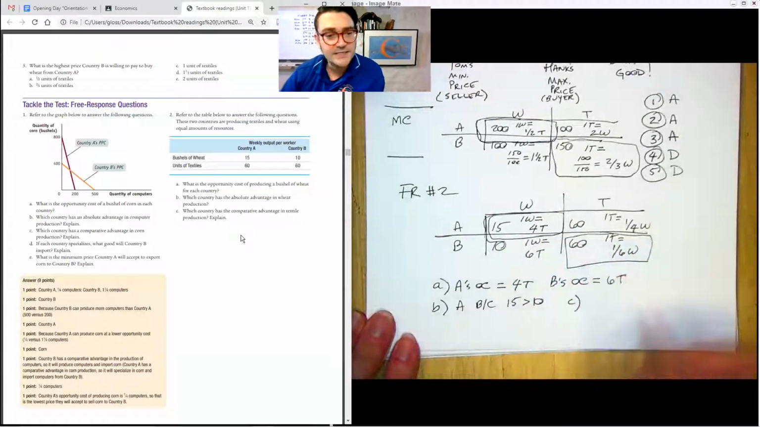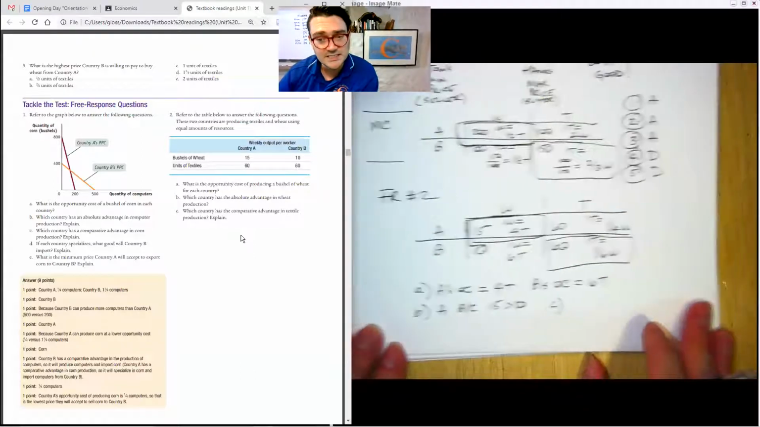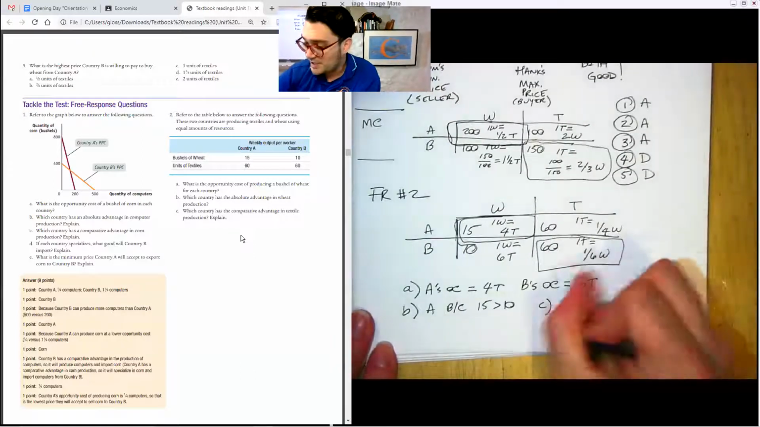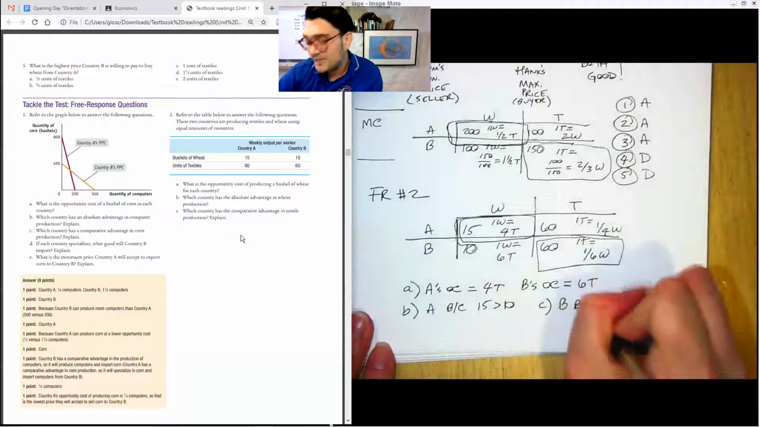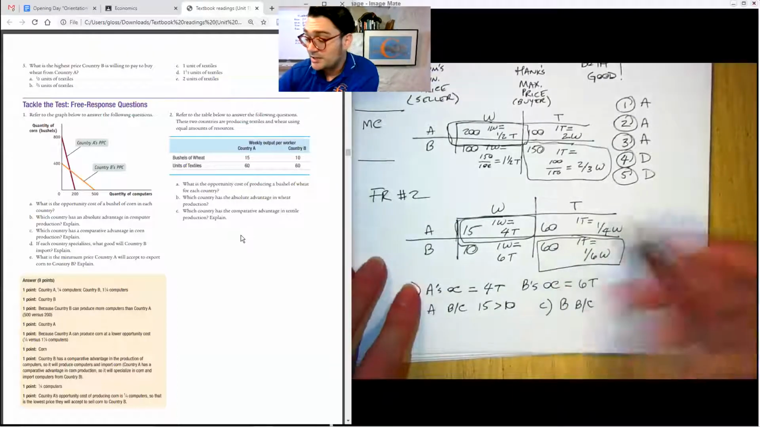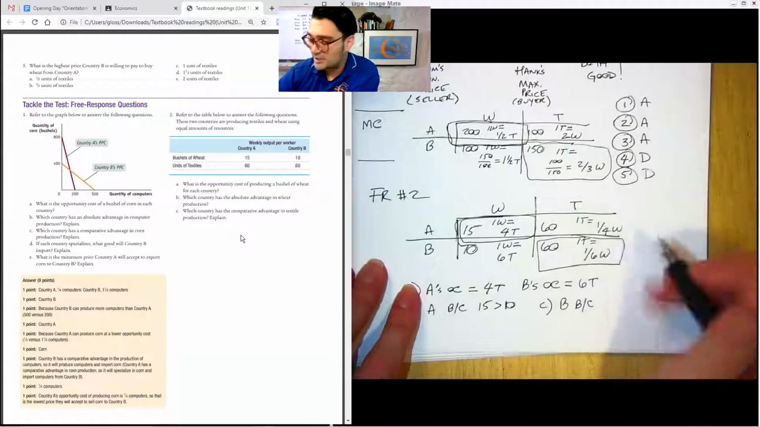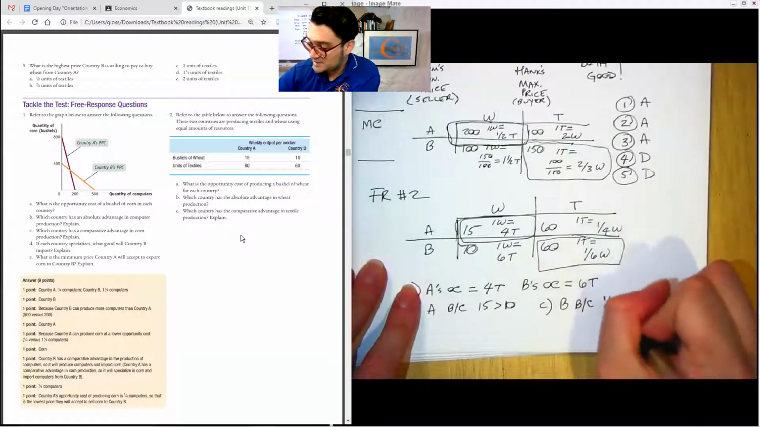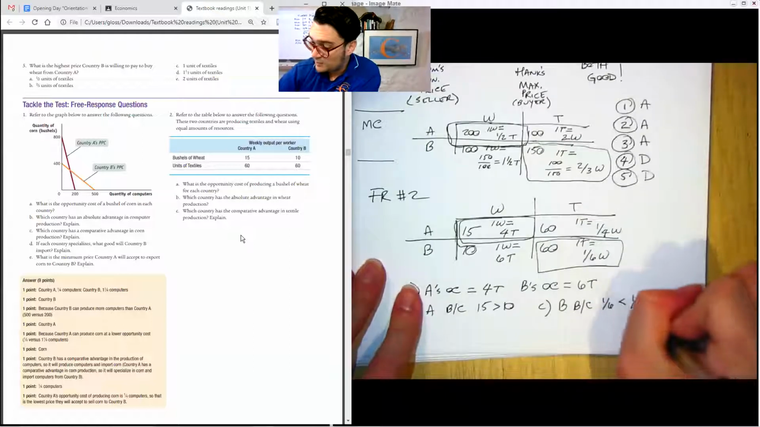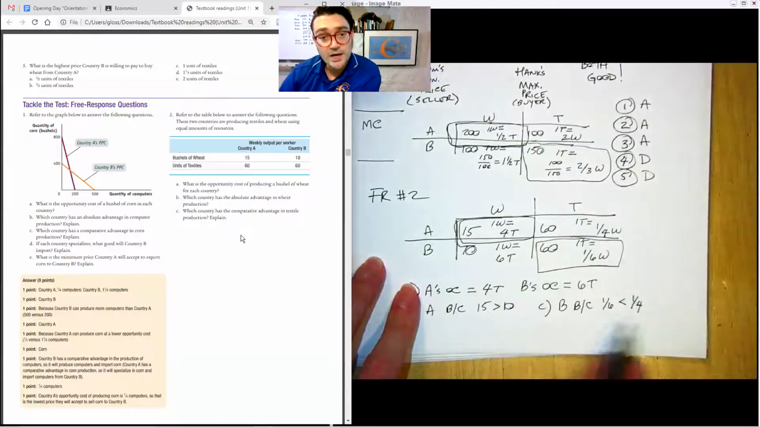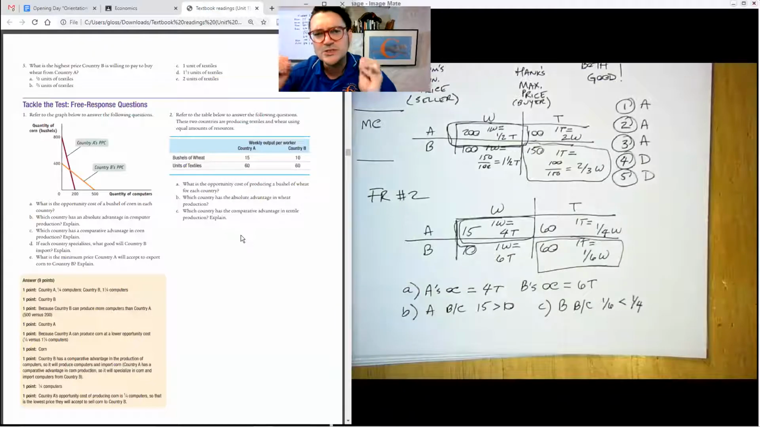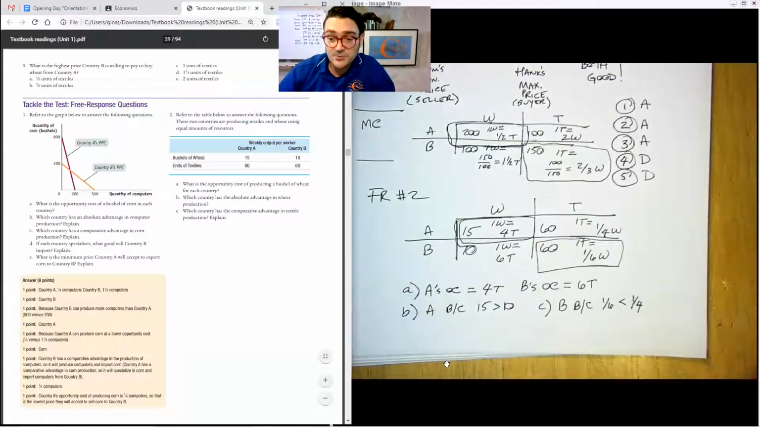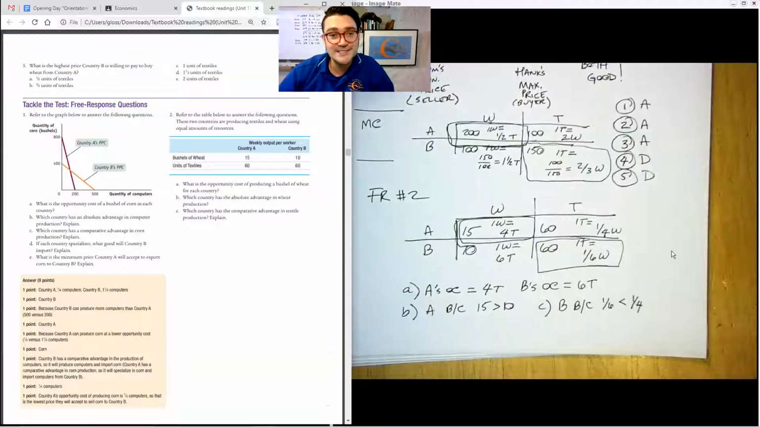And then C asks which one has it in textiles, and the answer is country B, and it does say you have to explain. So the simple explanation can just be to write down the 2 opportunity costs. You would say because 1/6 is less than 1/4. If you're writing down the opportunity costs, you're good. That's all you have to do. That shows that you understand what's happening in these. Okay, so I hope that this video helped you with Module 4, and I'll see you next time. Bye now.